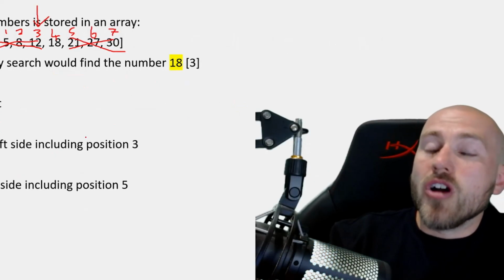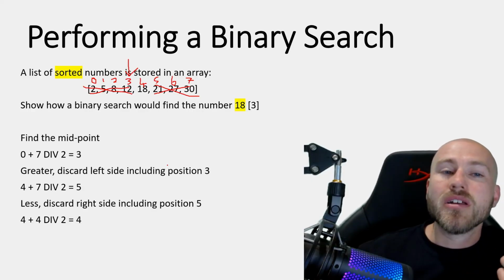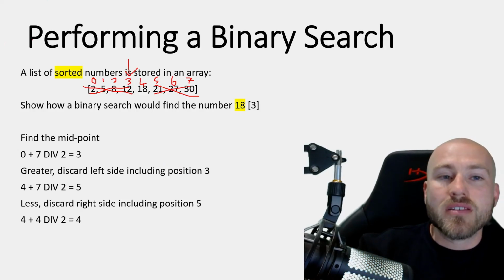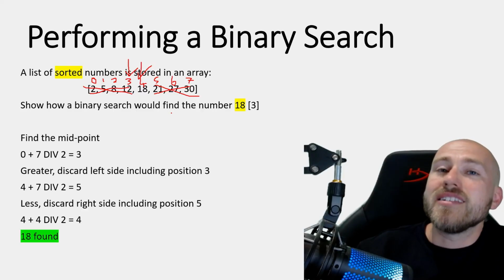At this point, we've only got position 4. That is both our left and right side now. So 4 add 4 gives us 8. Div 2 is going to give us 4. So finally, we are pointing at the position where we wanted to find our data. So you could just write 18 has been found.